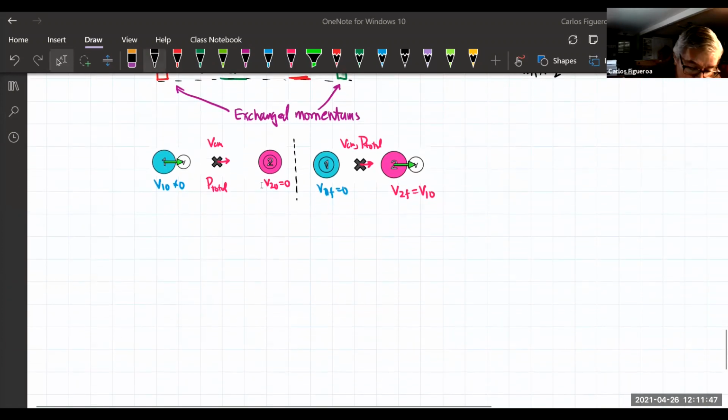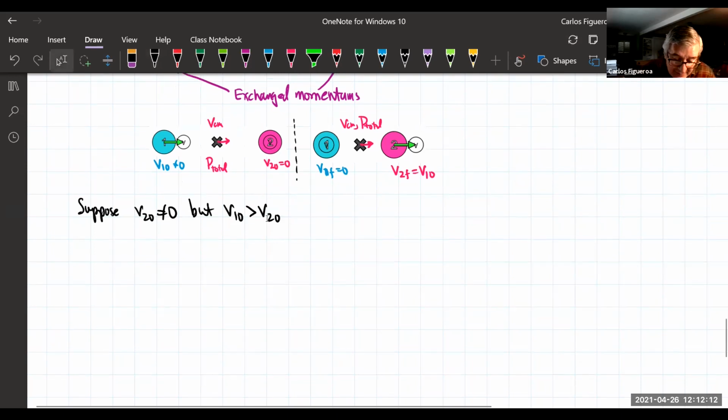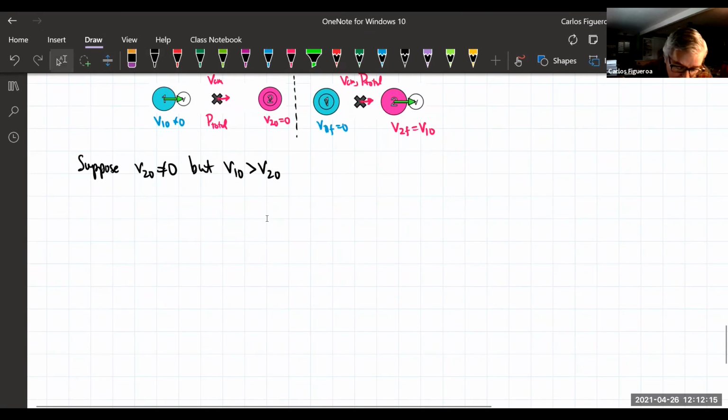So now let me ask you a slightly different scenario here. We're still with the same mass. Now suppose V2 initial is not zero now, but V1 initial is faster moving than V2 initial. Okay. So in this case, what I want you to pay attention to is the momentums. Let's look at what happens to the momentums here.